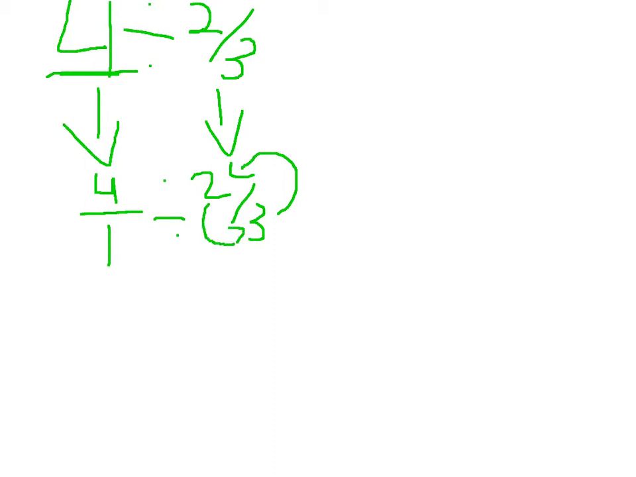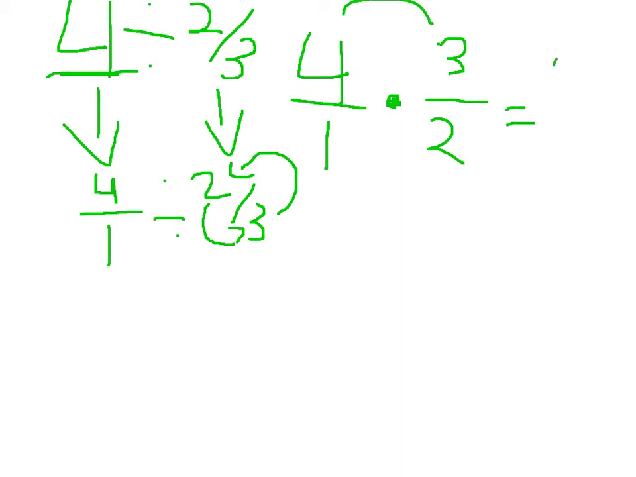So now we're going to write out our new equation, which is 4/1 times, and I'm doing a dot as my times sign, 3/2 instead of 2/3 equals, so we do 4 times 3, which is 12, and 1 times 2, which is 2.